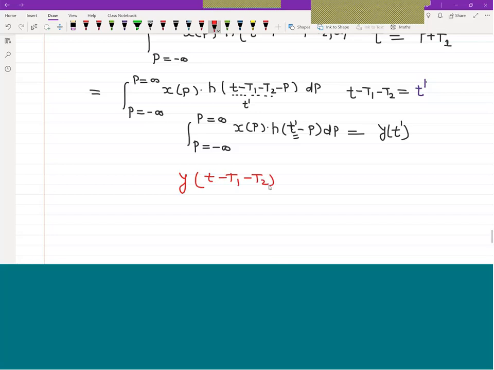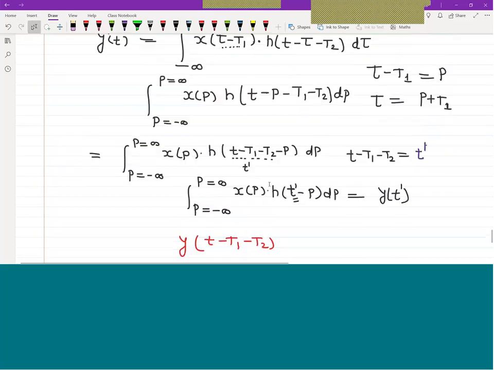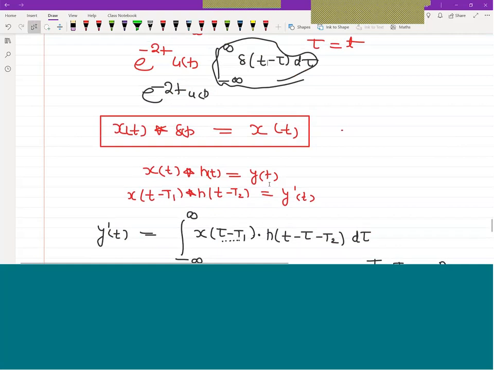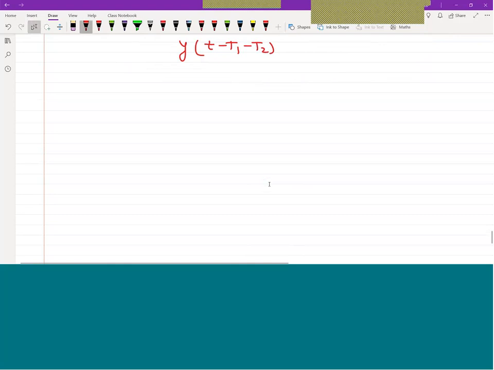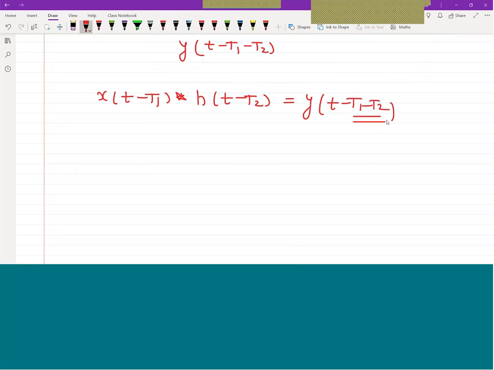This is the statement. This is a very important property of convolution: if you convolve x of t minus t1 with h of t minus t2, then the final convolution will be y of t minus t1 minus t2. If it is plus, plus comes, and if it is minus, minus comes. So this is the convolution property in the time domain.